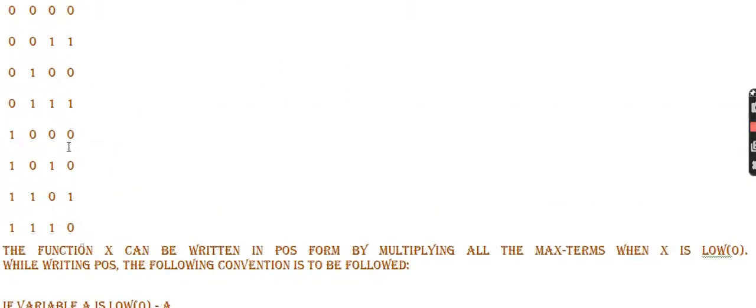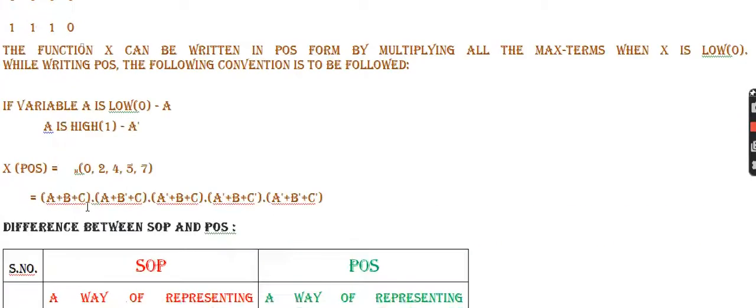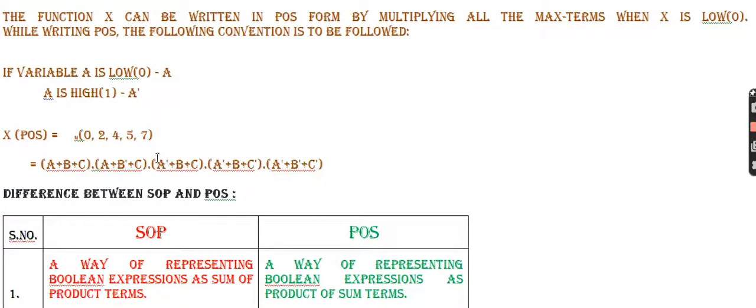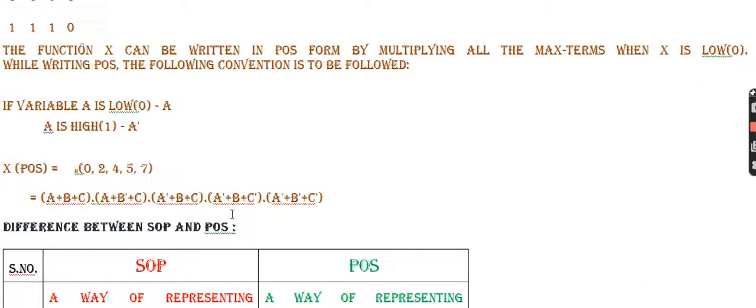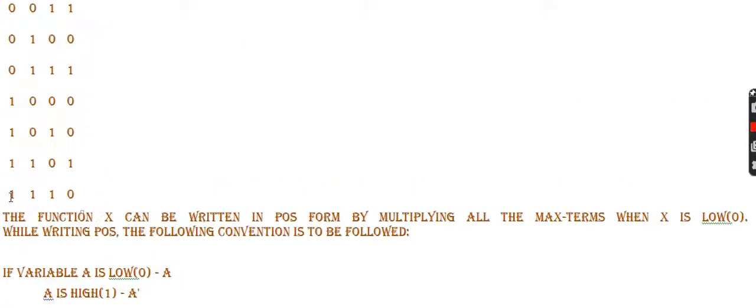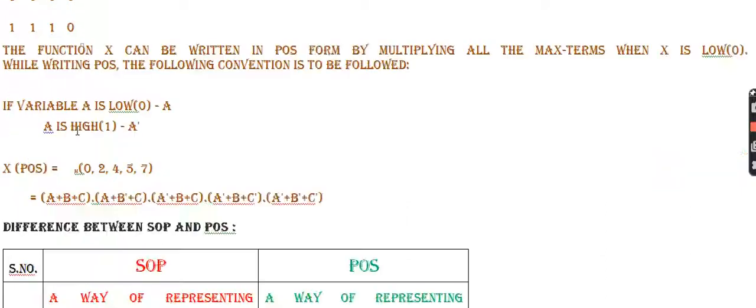Next, for the 5th term, A plus B bar plus C. So for the 5th term, A bar plus B plus C. And for the 7th term, there is a last term. All are high, but in the product of sum term, for an active high signal as an input, we are considering it as a complemented form, right? So A bar plus B bar plus C bar. In this way, we are representing the product of sum in the digital world.